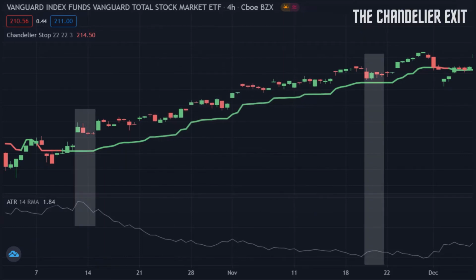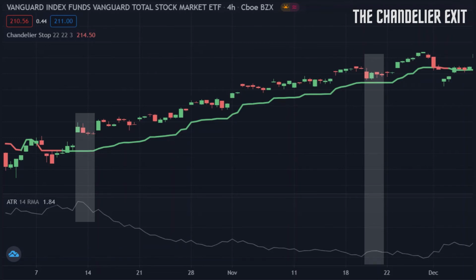Since the Chandelier Exit Indicator is calculated using the ATR, the trailing stop that it creates will be further from an asset's price during high volatility and closer during lower volatility, which allows traders to take full advantage of trending price action without being stopped out prematurely.